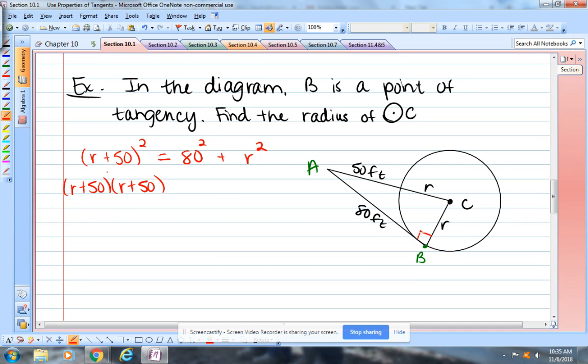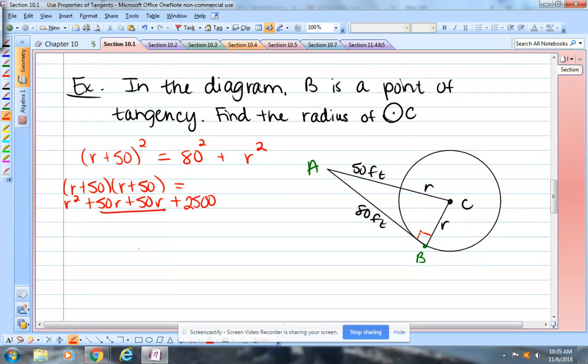So, remember first, outer, inner, last. Or you can think of it as multiply R times both terms and multiply 50 times both terms. So R times R is R squared. R times 50 is 50R. And then you do 50 times both terms. 50 times R is 50R. And 50 times 50 is what, people? 2,500.